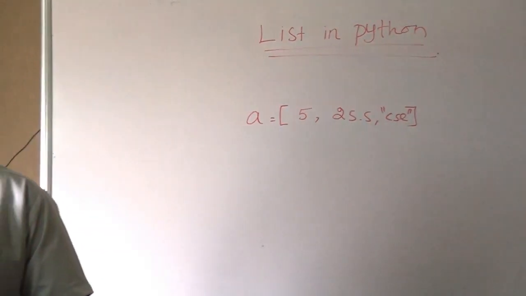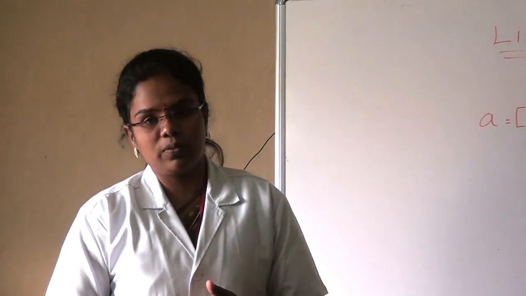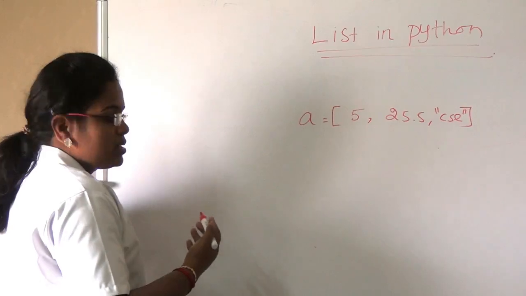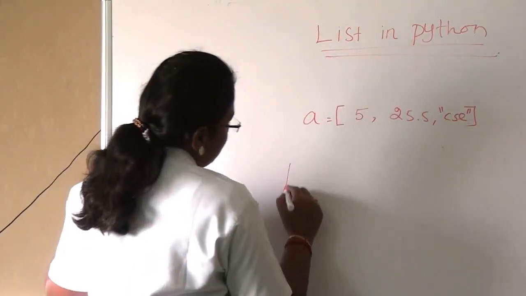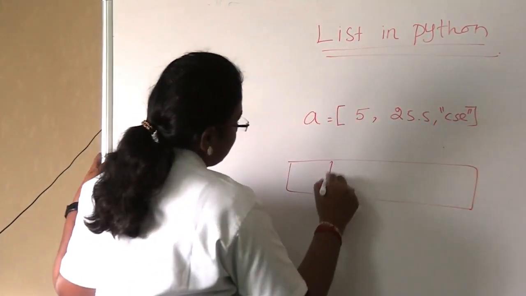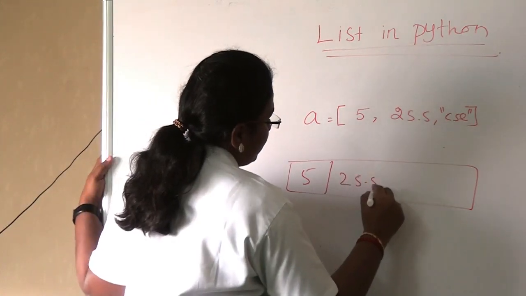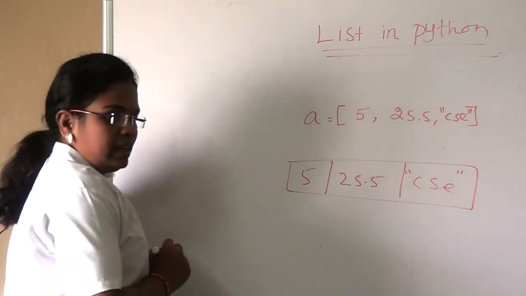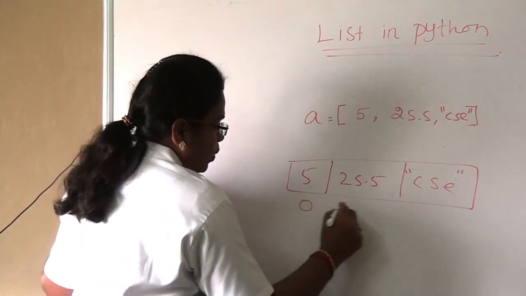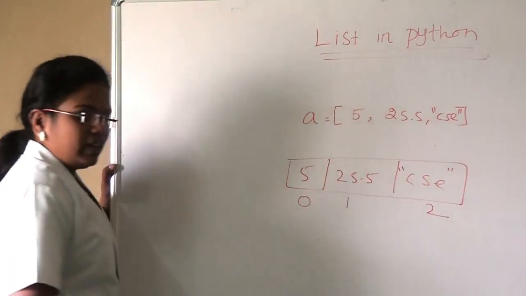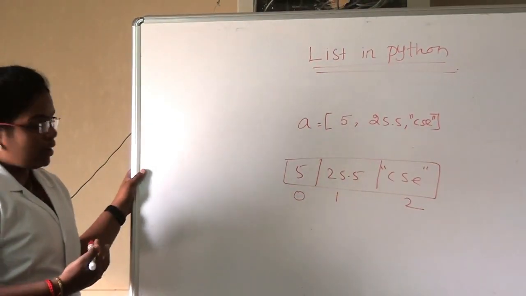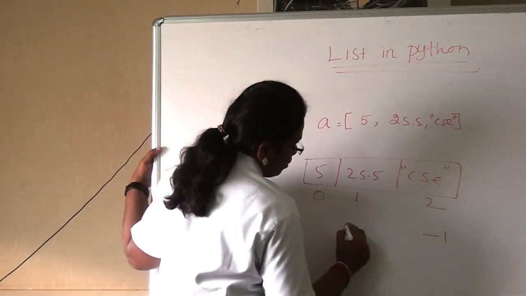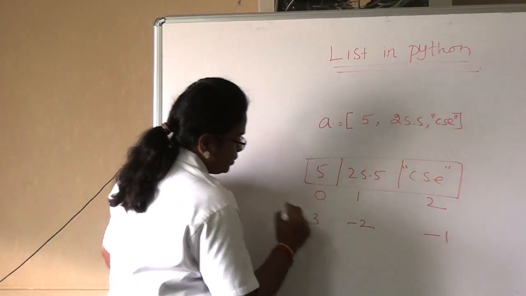So how can you access the individual elements of the list? By using index. Normally, as with arrays, you can access the elements by index. 5, 25.5 and then CSC, which is a string. The index starts from 0, 1 and 2. We can also use negative numbers to access the elements in reverse order, like -1, -2 and -3.